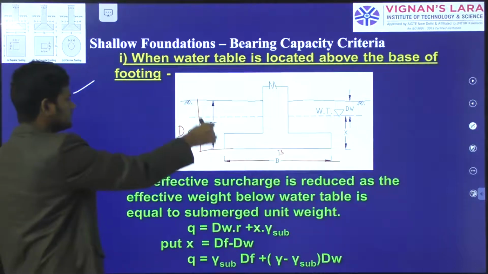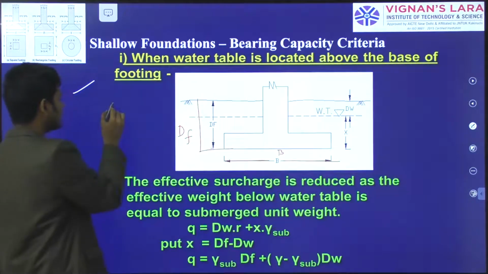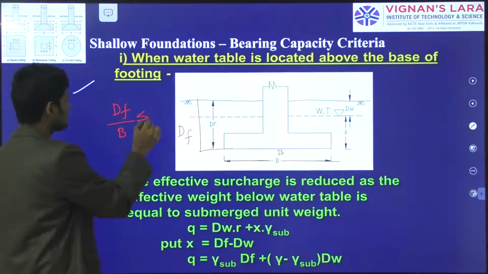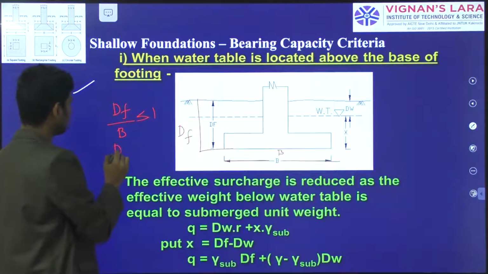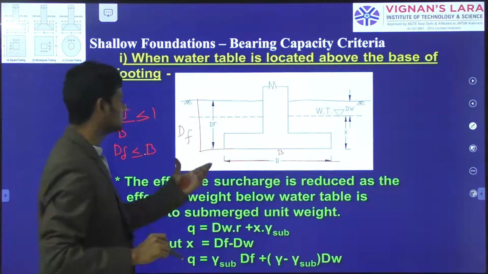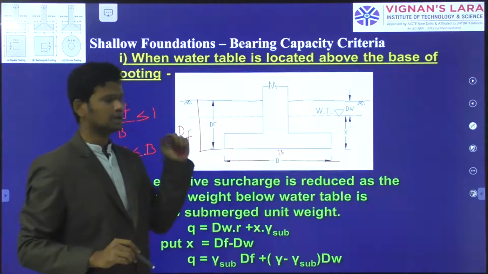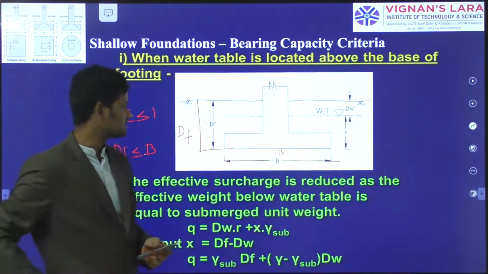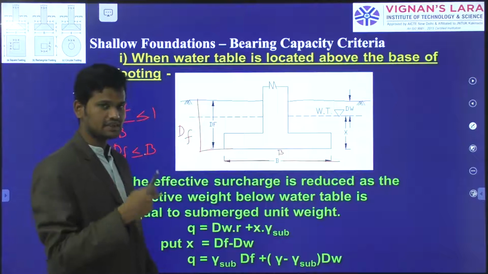Again, in this diagram we have depth of foundation Df by B less than or equal to 1. That means the depth of foundation is less than or equal to B, that is, the width of the footing is more compared to the depth. Hence Terzaghi's bearing capacity equation is satisfied. That means the assumption is satisfied.